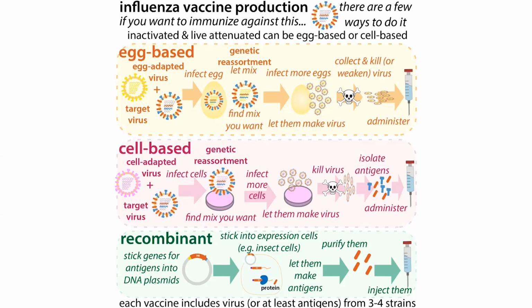If you just use the wild type, it would be harder to make as much as you need. So by using the adapted virus, you're able to get the antigens you want, but in the background of a virus that can produce more virus more efficiently. You can then purify out the ones that have what you want and infect more eggs or more cells and let them make more virus. And then you can collect and weaken or kill the virus and administer it in the case of the egg-based vaccines, or in the case of the cell-based vaccines, you actually purify out those proteins, or the antigens, and administer them.